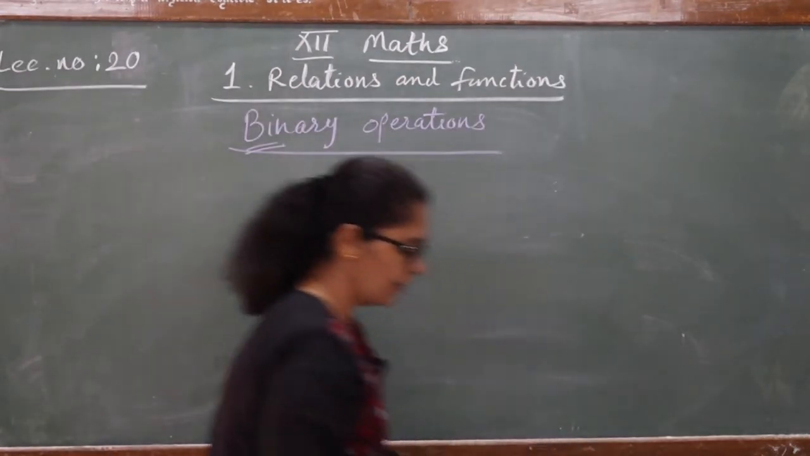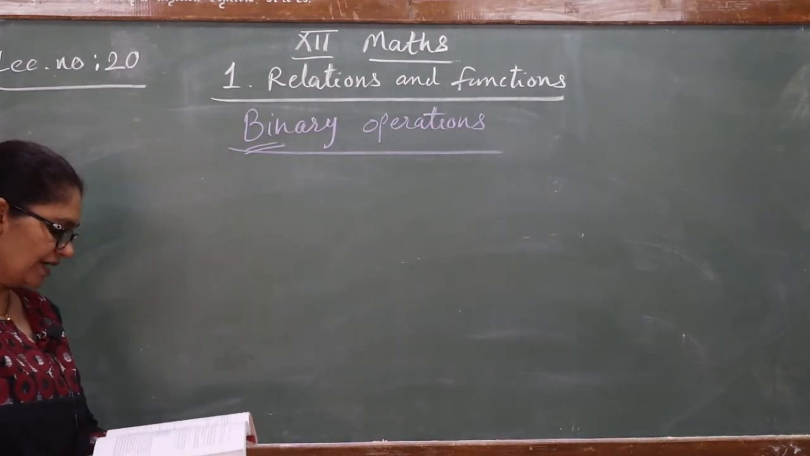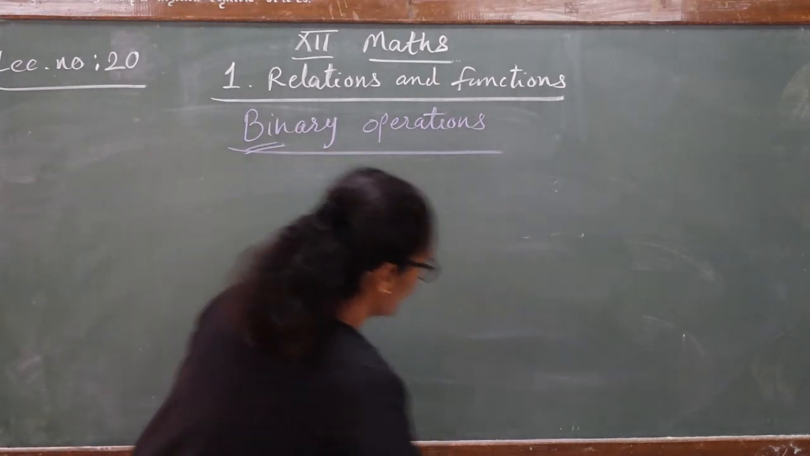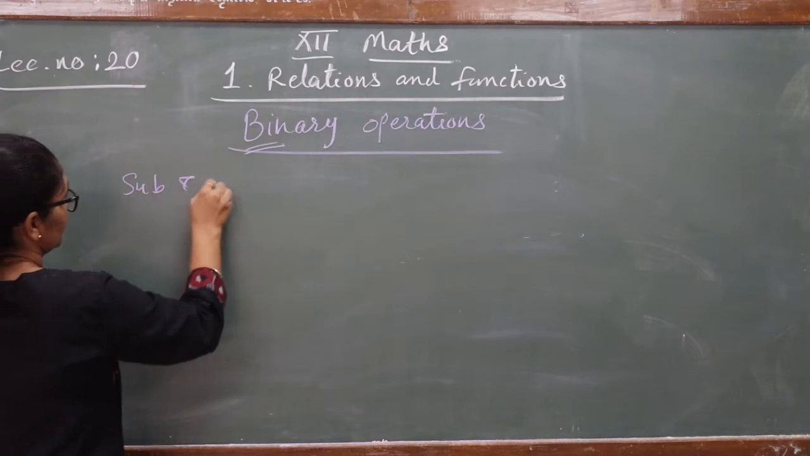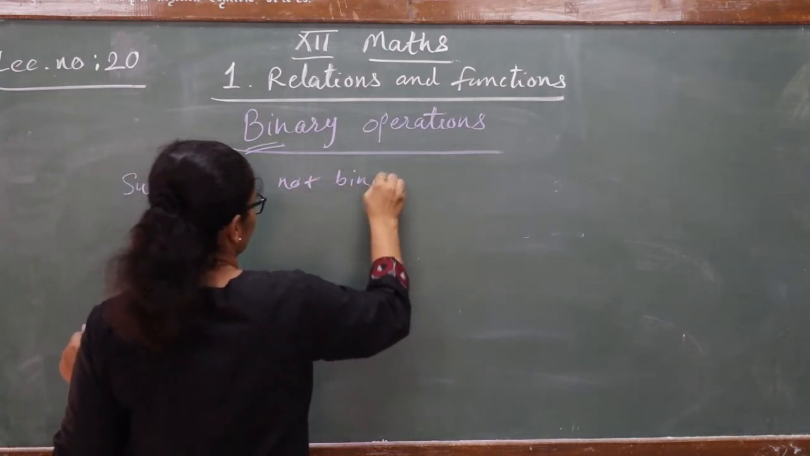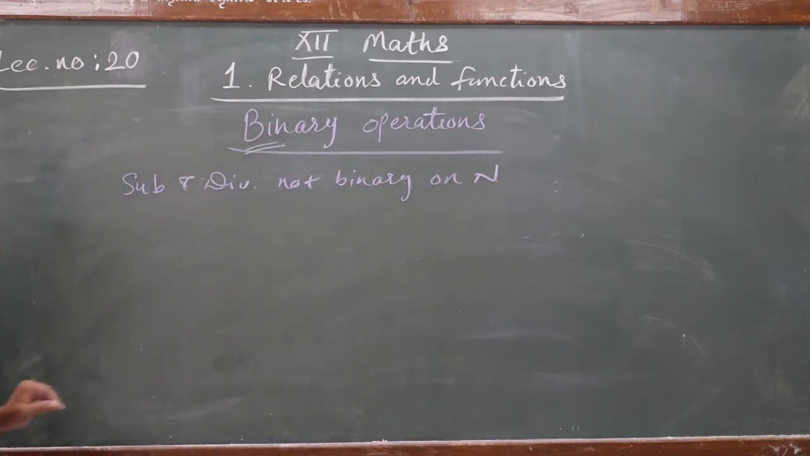This is your question number 29. Now check your question 30. Subtraction and division are not binary on N. N means what? The set of natural numbers.